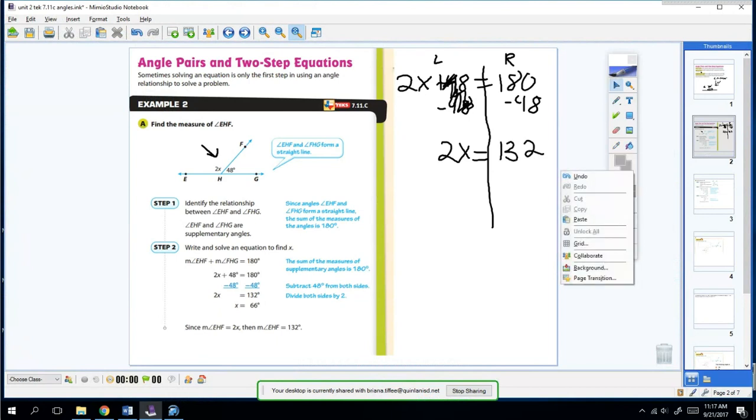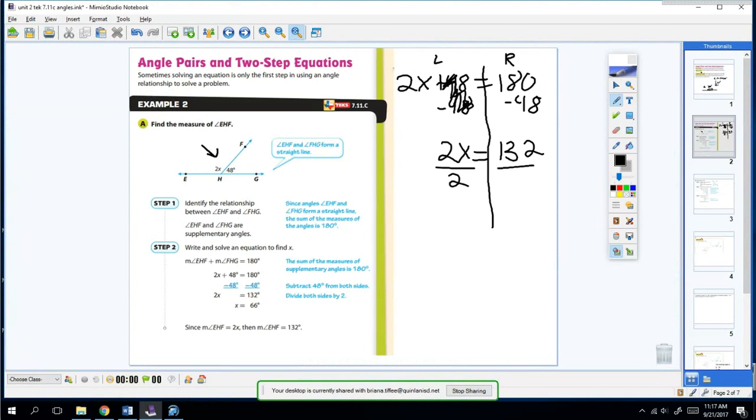Well, now I'm still on my left side, and I've got 2x. That 2 is being multiplied, so the opposite of that is I'm going to divide both sides by 2. So you get x is equal to 66.